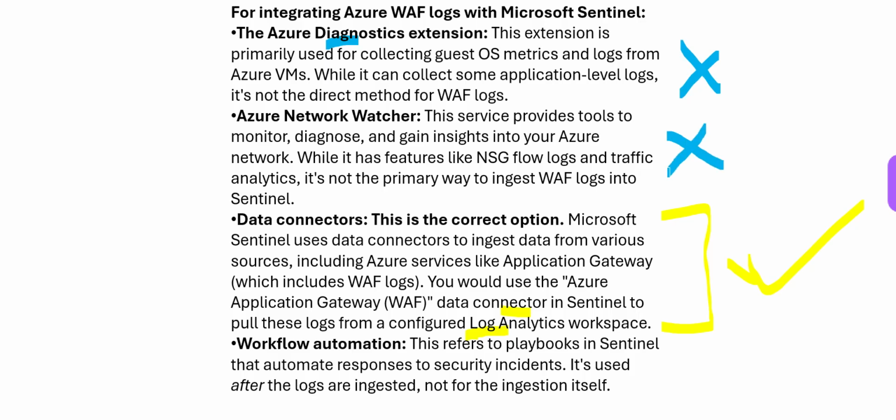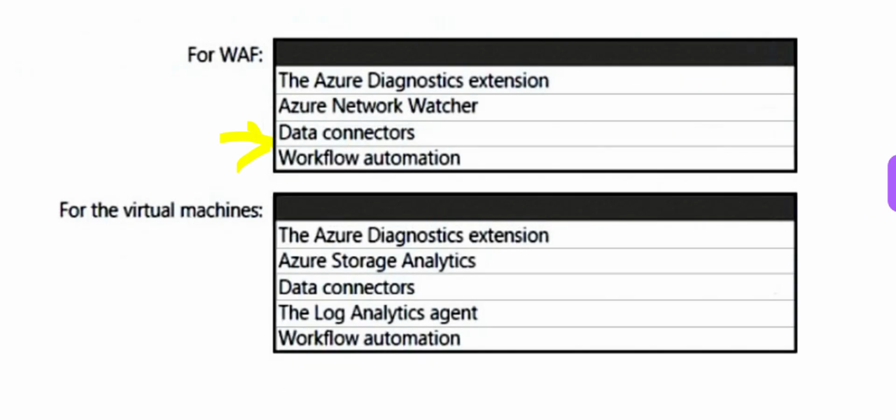Now workflow automation. Automation means you are trying to automate some manual thing. What is the manual thing? The security guard, the moment he spots a thief, alerts manually. So you are trying to automate that. Sentinel will automate responses to security incidents. It is not used to allow these two entities to talk to each other.